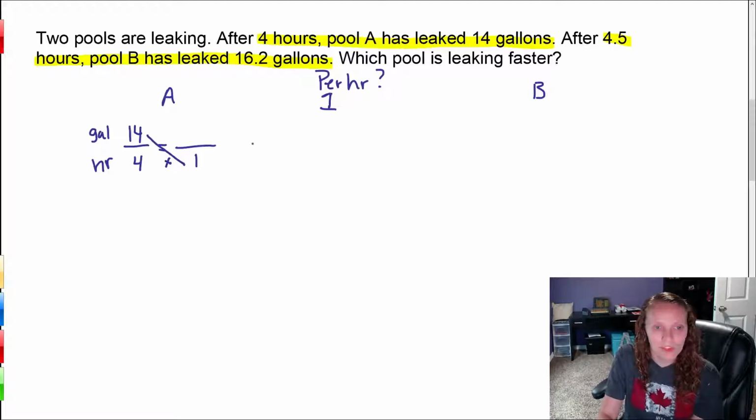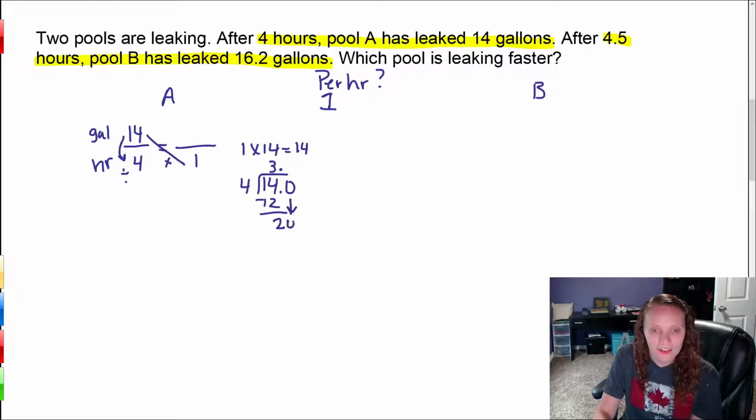So 1 times 14. And then we're going to take that answer and divide it by 4. 4 goes into 14 3 times, minus 12. 14 minus 12 is 2. Since I'm adding a 0, we need to add a decimal. Bring it down. 4 goes into 20 5 times. So pool A leaks at a rate of 3.5 gallons per hour.